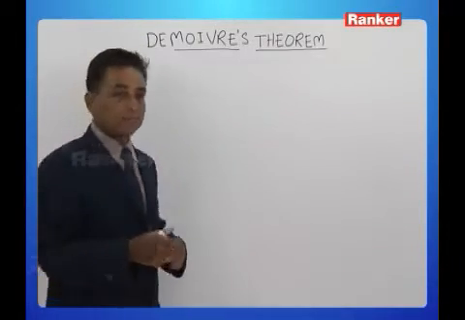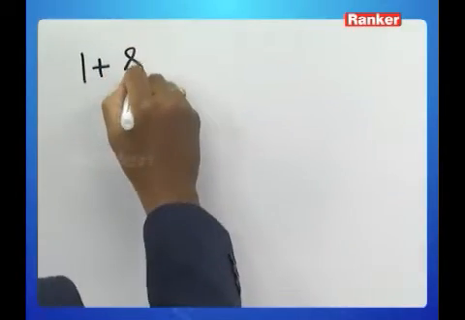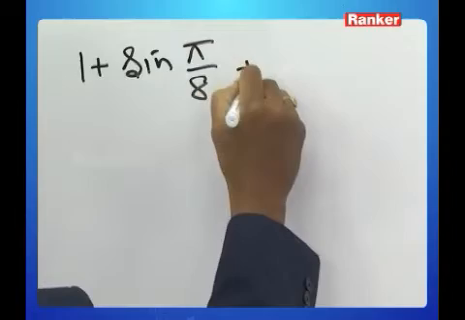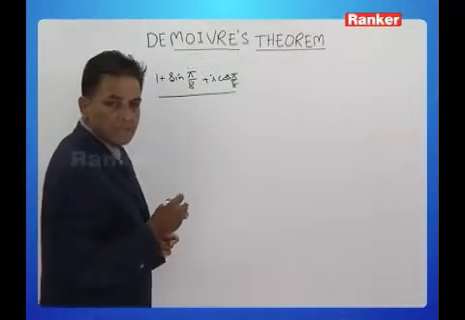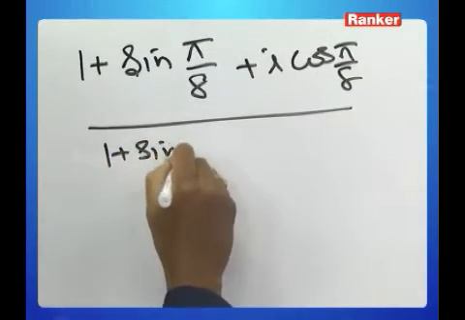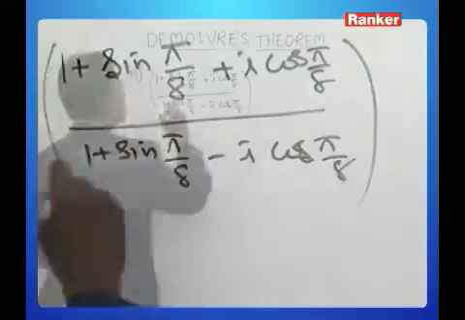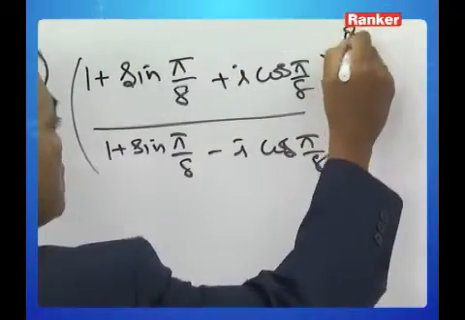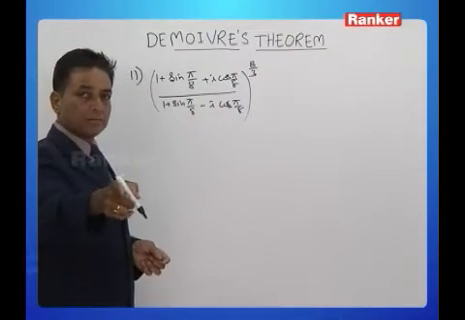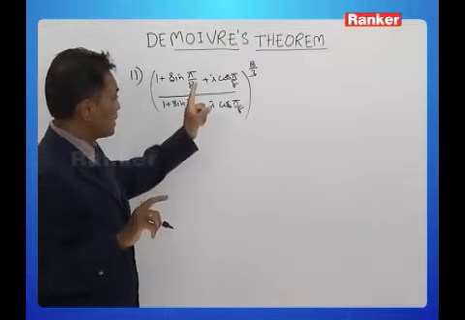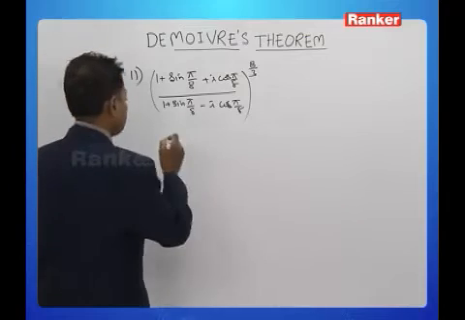Question number 11. (1 + sin pi by 8 + i cos pi by 8) / (1 + sin pi by 8 - i cos pi by 8) whole to the power of 8 by 3. So, actually this is a cube root. 3 answers will be there. Cube roots will exist, 3 roots. Among that, only one real answer is given. Remaining 2 may be imaginary. So, we will find that particular answer.